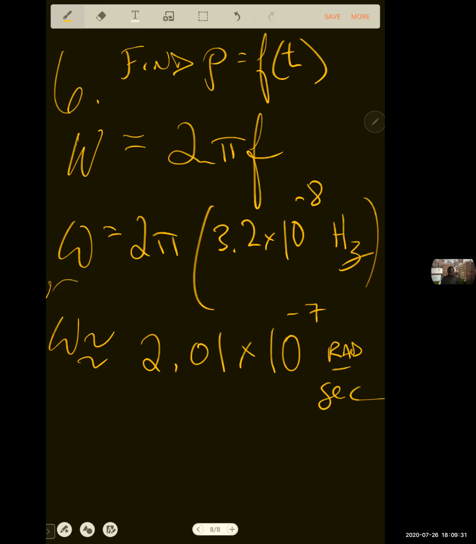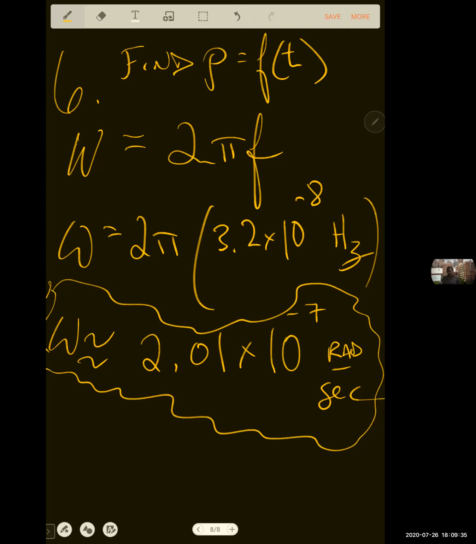And technically, remember, there's a unit conversion going on here. There's 2 pi radians per cycle. So what was in cycles per second is now in radians per second. And I skipped the unit conversion, I apologize, but it's there. That's where the unit conversion happened. Okay, so that's omega. We now have omega.